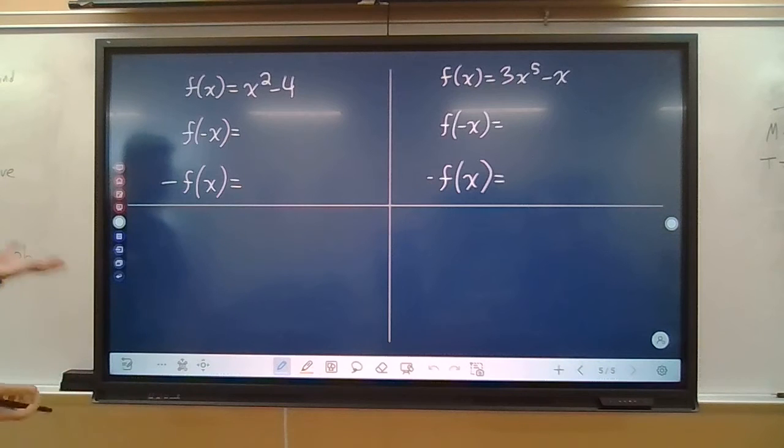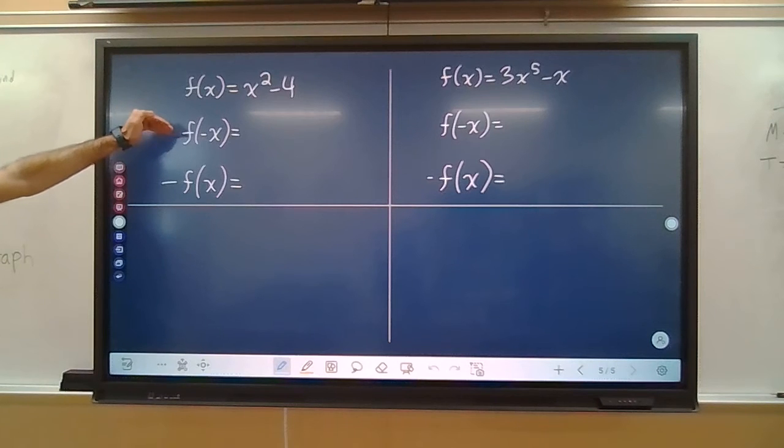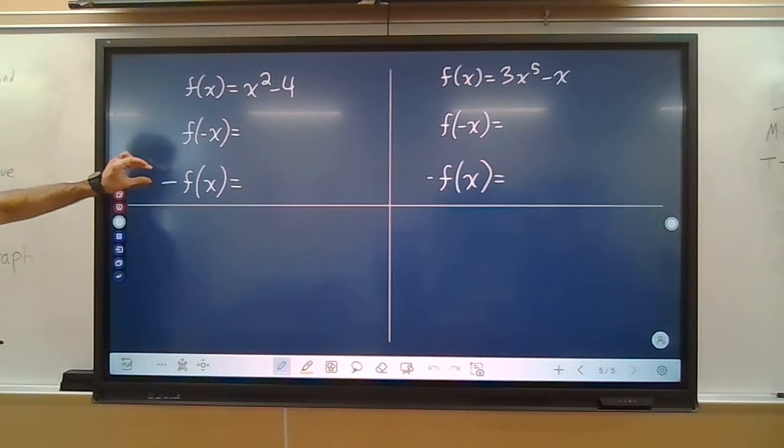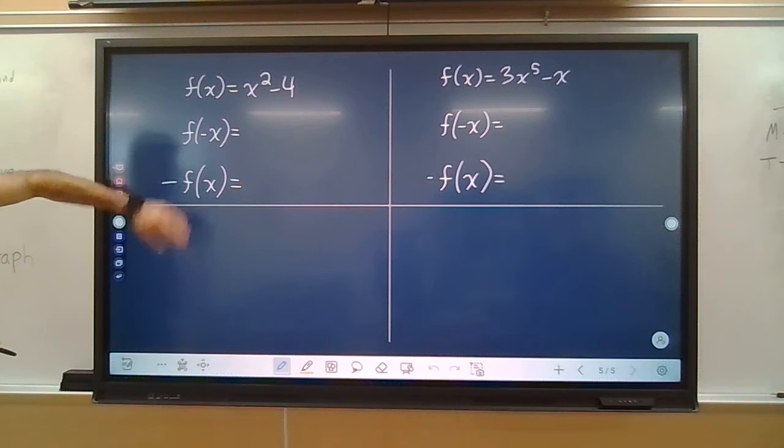How do we determine if these functions are even or odd or neither? Well, given f of x, I would first figure out f of negative x. Okay, if these two are equal, it's even. If they're not, I'm then going to look at negative f of x. If the bottom two are equal, it's odd. If none of them are equal, then it's neither.